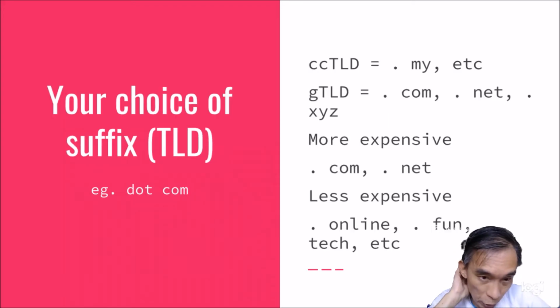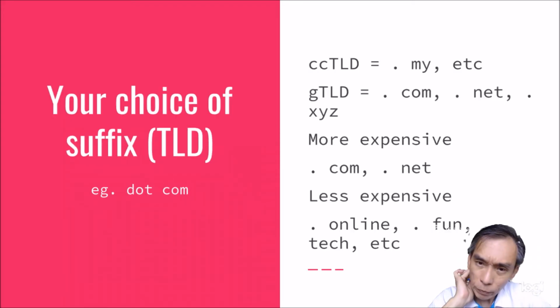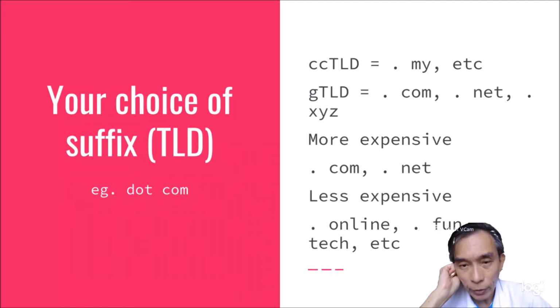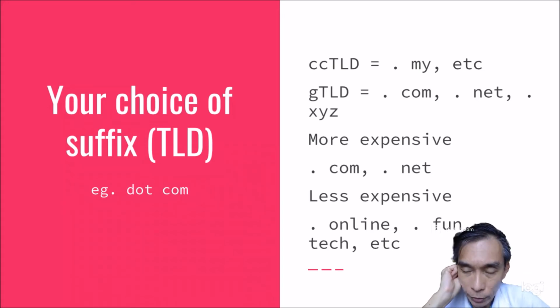This is called the TLD, top level domain. In words like .com, the country specific one is .my, .cn; those are country specific.